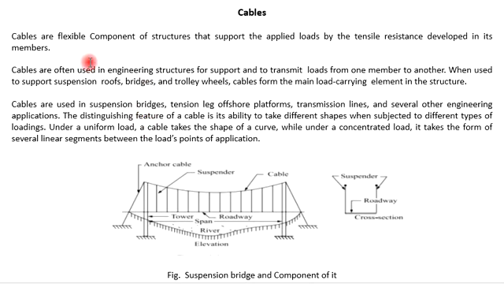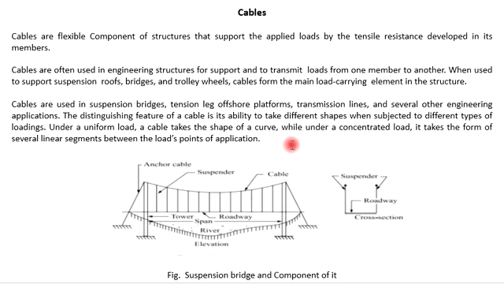Cable is a flexible component of a structure. So if you apply a load on a cable, due to its flexibility it can get deformed. And due to that deformation, or displacement, there will be no bending moment generated at any point of the cable. This is one of the characteristics of suspension bridges, or cables.